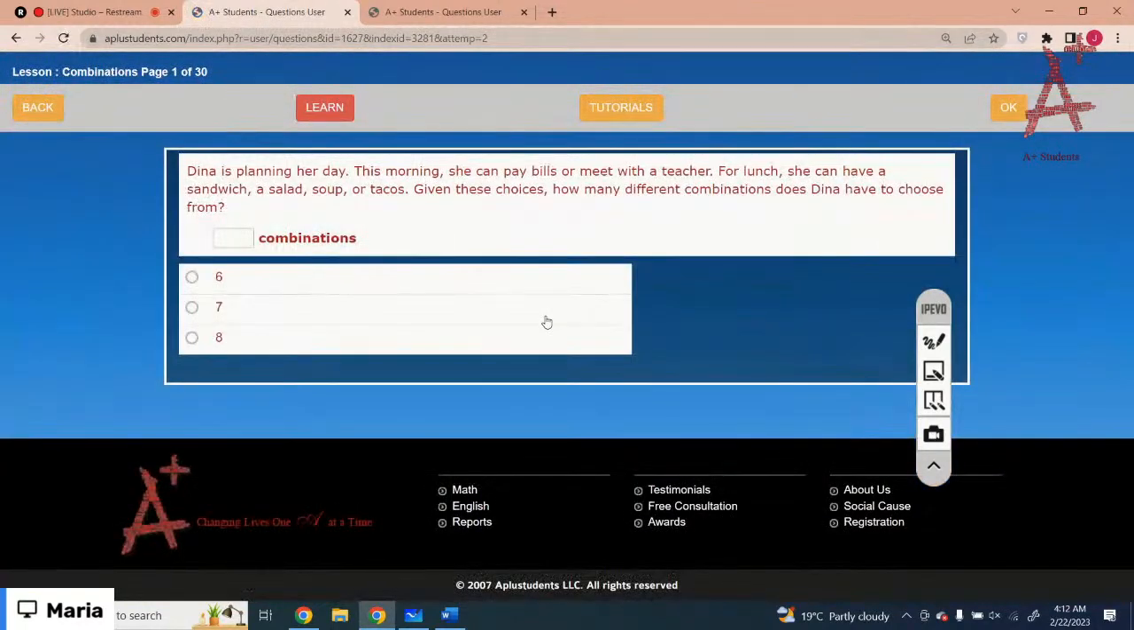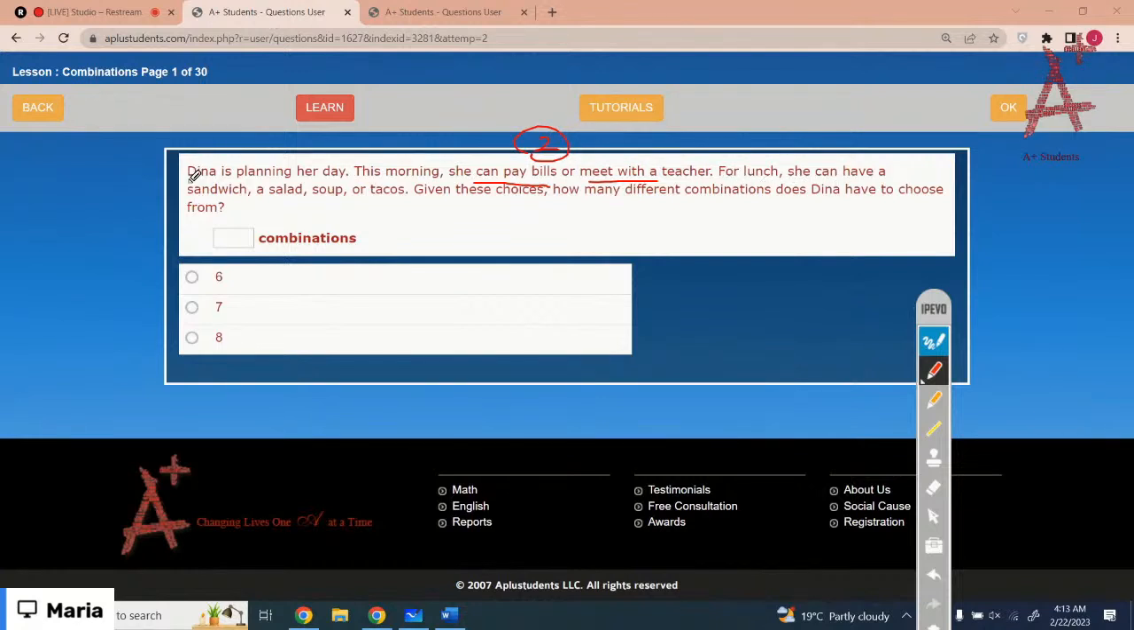Okay, the first one is Dina is planning her day. This morning she can pay bills or meet with a teacher. Like she has two options. Either she can pay bills or meet with a teacher. So she had two options. For lunch, she can have a sandwich, a salad, soup, and tacos. So she had four options. Given these choices, how many different combinations does Dina have to choose from?